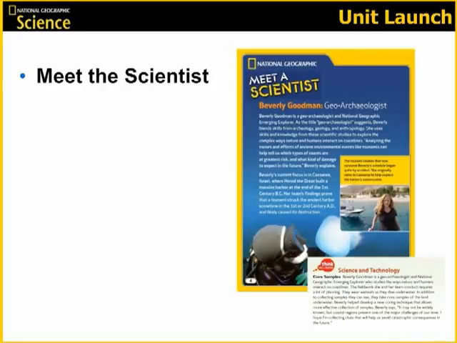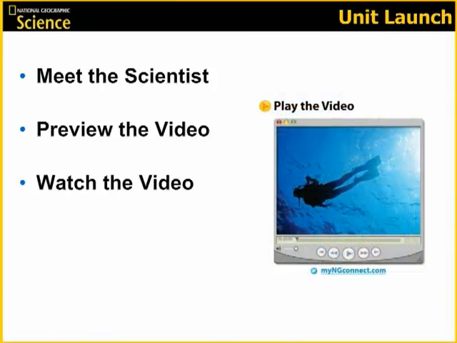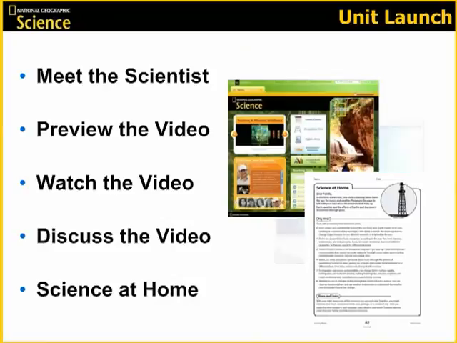Now that students know what they're going to be learning, the rest of the unit launch connects the learning to a real scientist who works in the field. After reading about the scientist and sharing the Think Like a Scientist information from the Teacher's Edition, share the key information about the video from the Teacher's Edition, then watch the video on MyNG Connect. Discussion questions are provided in the Teacher's Edition, and there is a Science at Home letter, which is available in 7 languages, that you can use to help students share what they are learning with their families.